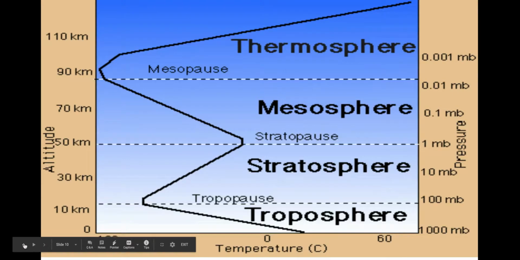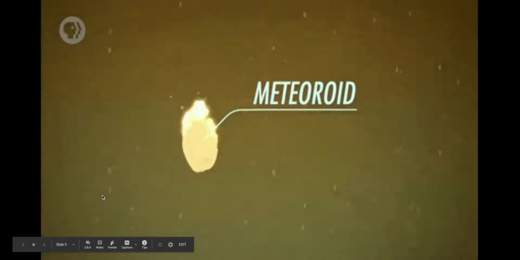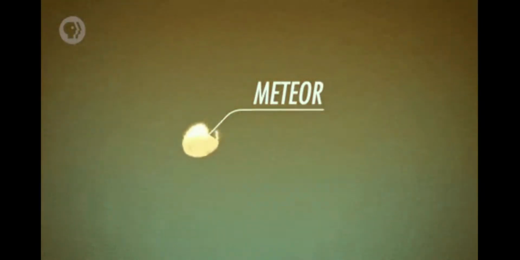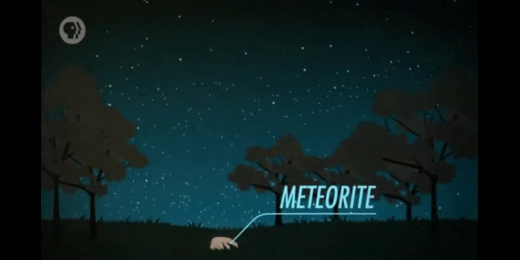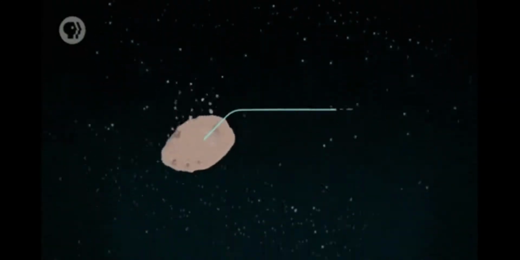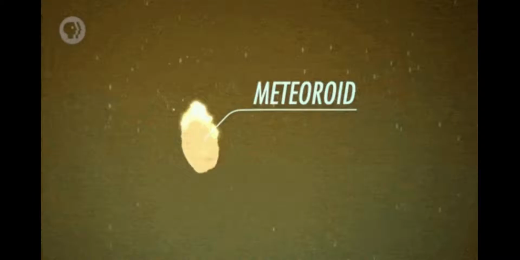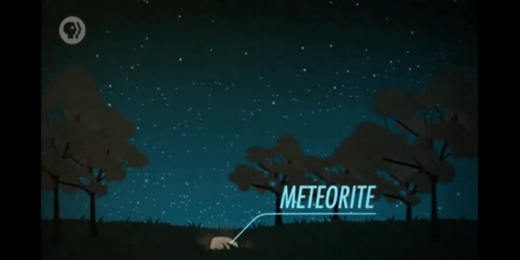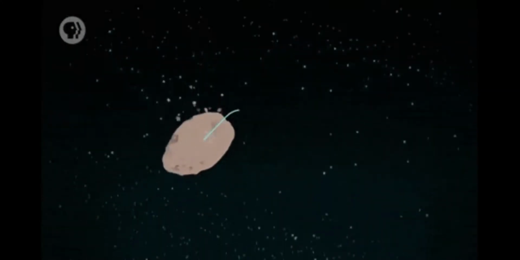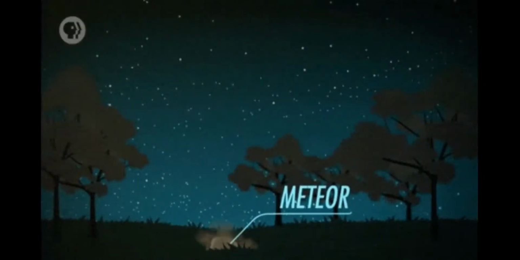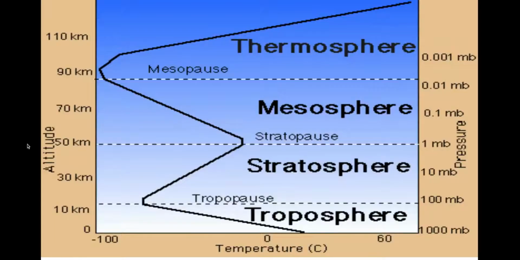I want to show you guys this. There's your meteoroid, and it burns up. Now it's a meteor because it's going through the atmosphere and can hit the Earth. And when it's done, it's a meteorite. Right now it's a meteoroid, and it's going to burn up. Most of them are small enough that they burn in the atmosphere. Not all of them, but most of them.